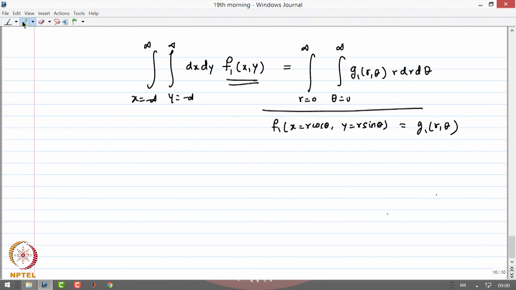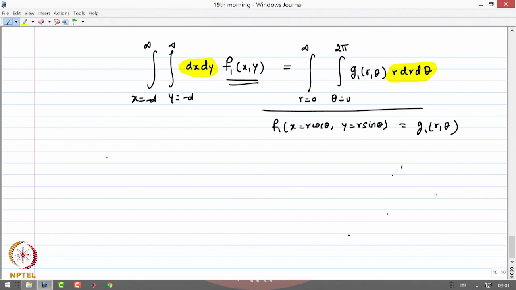Therefore, the equivalence is that dx dy is r dr d theta as the area element, and the limits of the integration have now been converted to the corresponding limits here, namely r is from 0 to infinity, theta is from 0 to 2 pi. I am sorry, this is 0 to 2 pi. Okay.